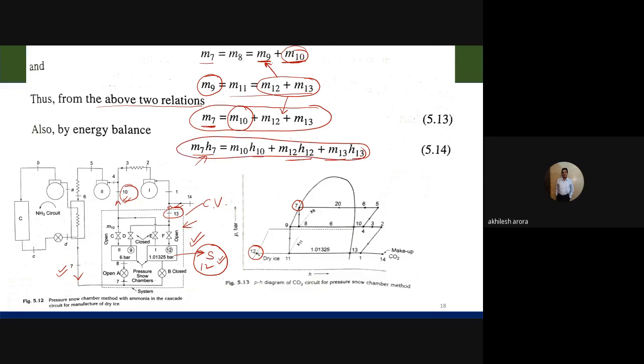So that is how we can apply the energy balance. Or directly, if we wanted, from this particular equation, which is the mass balance equation, we can multiply each term by the corresponding enthalpy. So you can see I have written M7H7, M10H10, M12H12, M13H13.